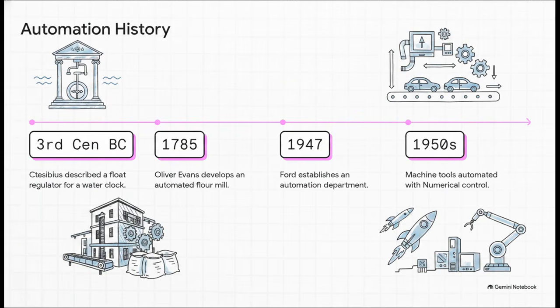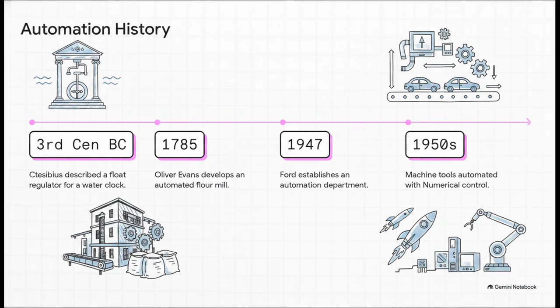Now, you might naturally think of automation as this super modern concept, but the history here is actually mind-blowing. People have been trying to automate things for a really long time. Think about this. All the way back in the 3rd century BC, over 2,000 years ago, a Greek inventor named Ctesibius designed a water clock with a float regulator. That is literally the earliest known feedback-controlled mechanism.